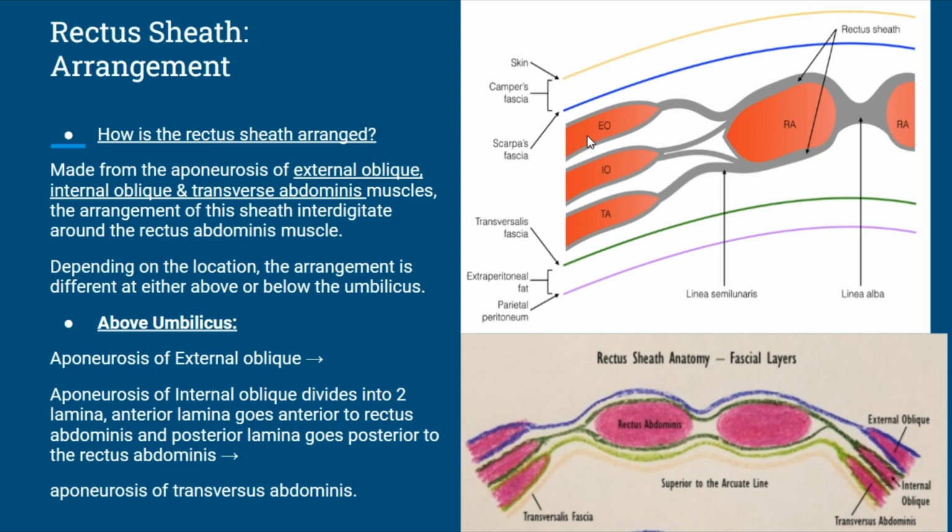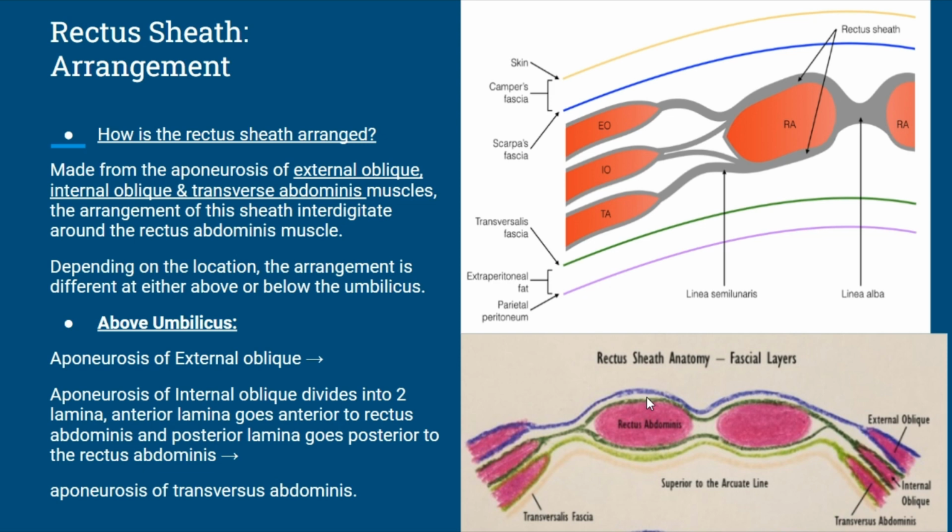Now you look at the external oblique muscle, the aponeurosis, it goes all the way in the front of the rectus abdominis muscle. The transversus abdominis muscle, its aponeurosis goes posterior to the rectus abdominis muscle and comes down here and attaches itself. But when you look at the internal oblique muscle, its aponeurosis actually divides into two laminae. The first lamina is the anterior one that goes anterior to the rectus abdominis. The posterior lamina goes posterior to the rectus abdominis. Now remember, this is above the umbilicus point.